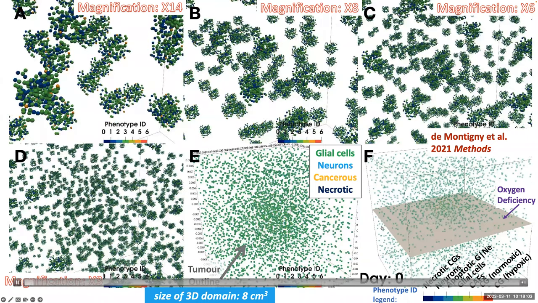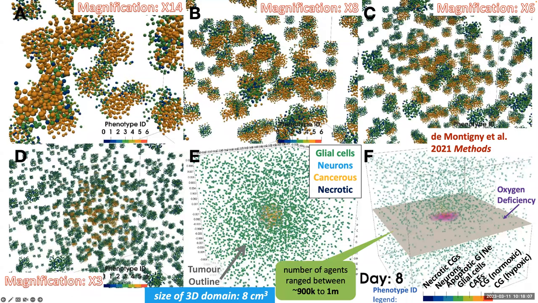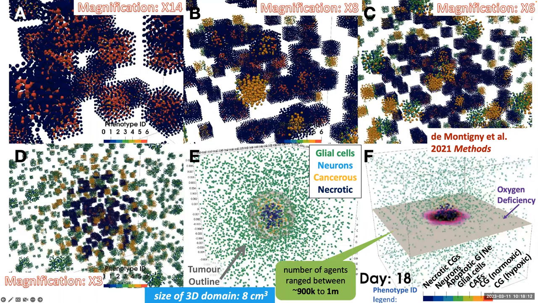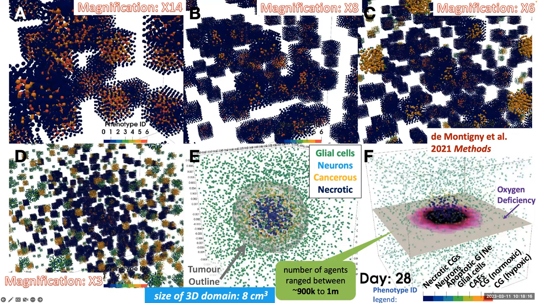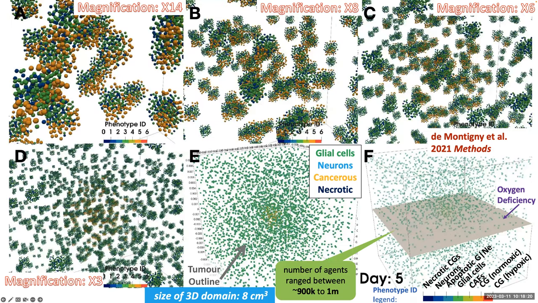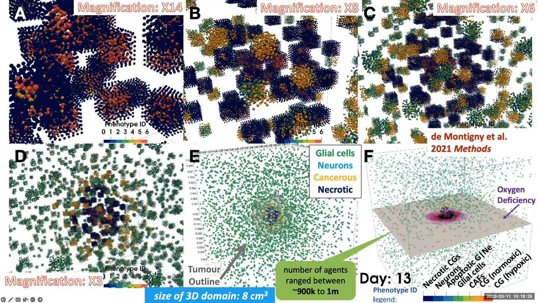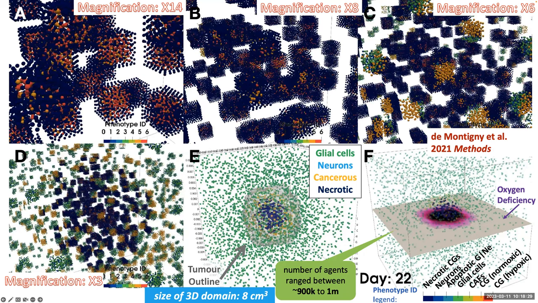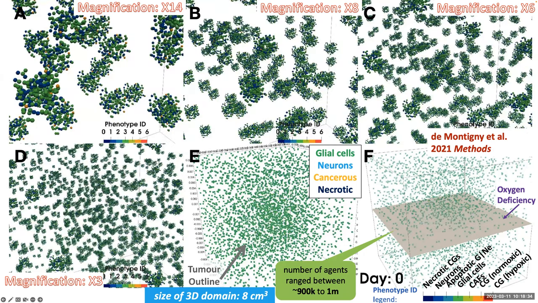It is important to highlight here that the total number of cells throughout the BioDynaMo simulation rose to a bit less than a million. However, had we had to model and populate the entire 3D domain with cells, and to keep, of course, within physiologically relevant cell densities within this domain of 8 cubic centimeters, it would require simulating roughly 600 to 800 million agents, which is a huge computational workload.